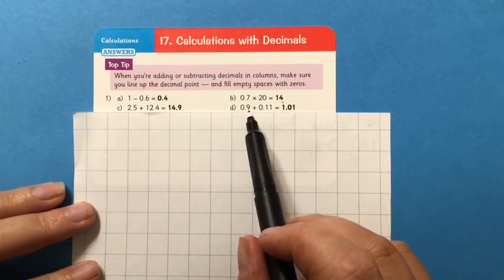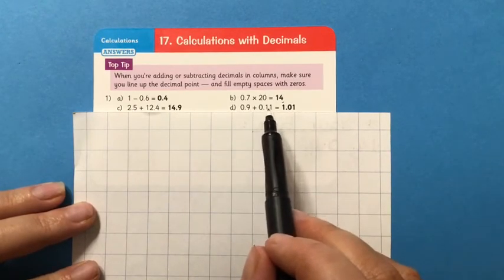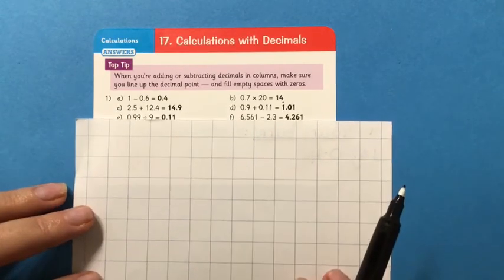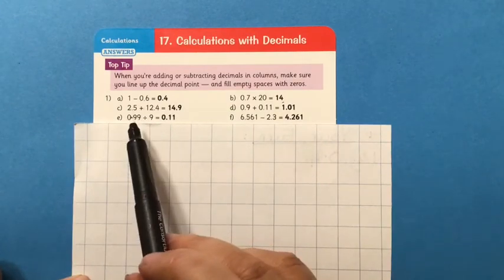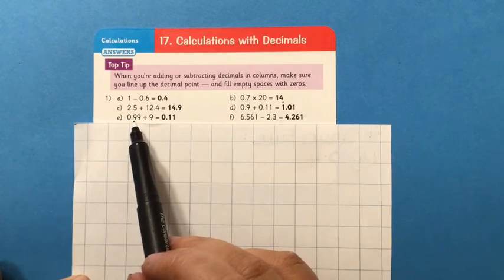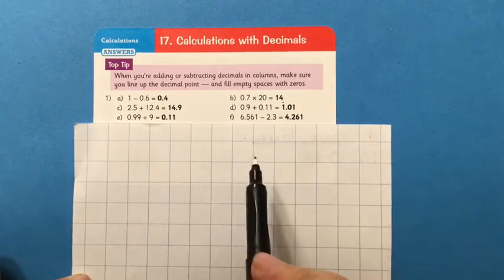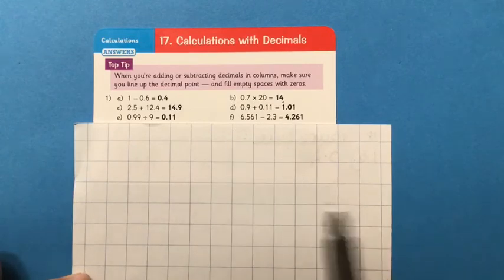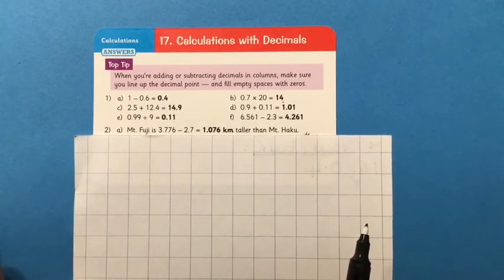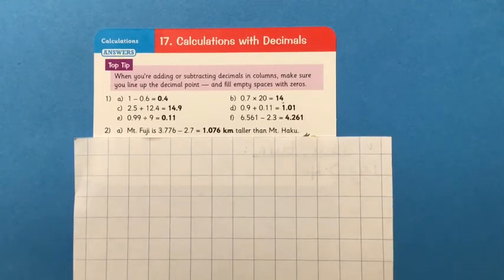D, again, some of you might have been able to do that in your head, but working it out just to make sure, because you've got 1 decimal place here and 2 decimal places, the answer was 1.01. E, so 99 divided by 9, we know is 11. Divide that answer by 100, and you would have got 0.11. F, again, take away all this time. You got 3 decimal places here and 1 decimal place here. The answer was 4.261.